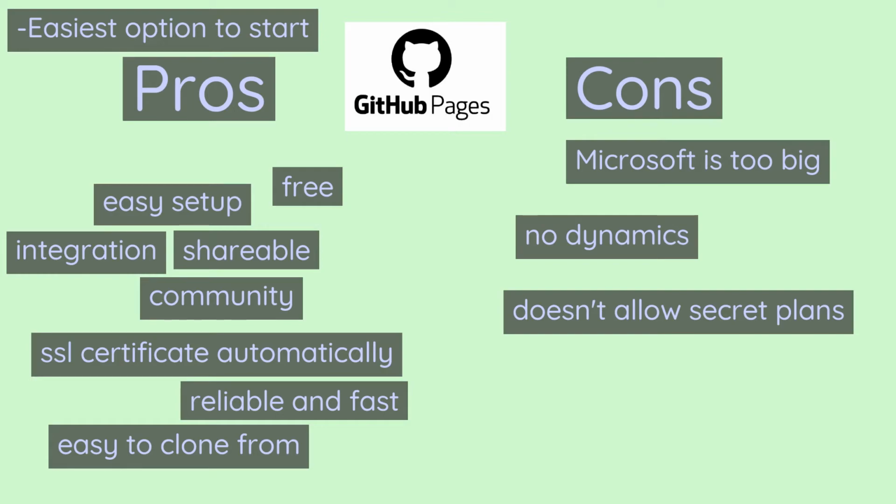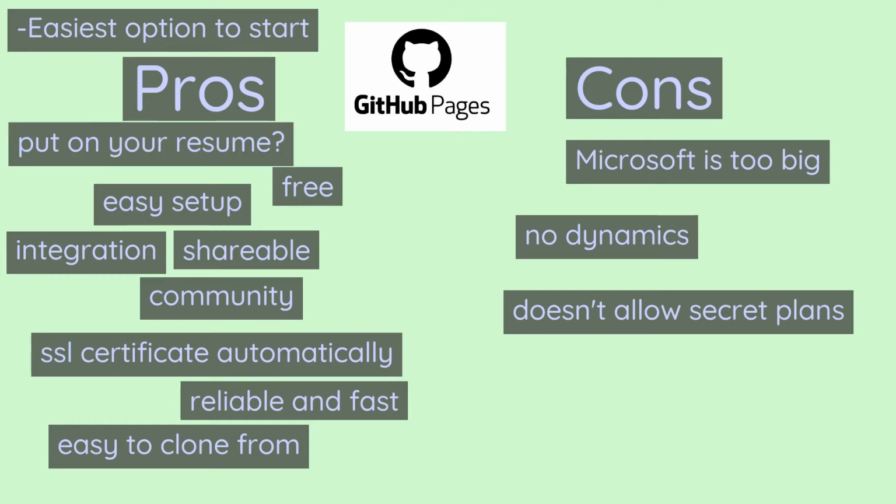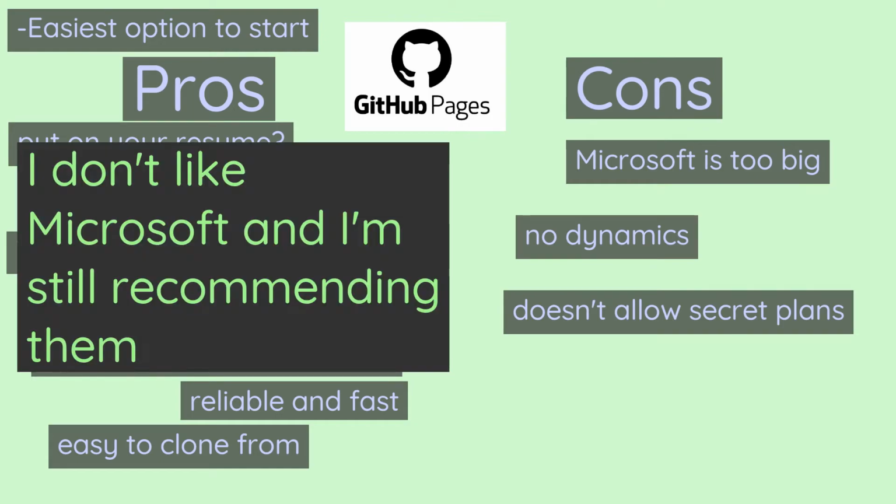If later on you decide you need to move to a different option, you can clone things off of GitHub very easily, where sometimes it's a little bit of a headache to move things around. But once it's on GitHub, it's very easy to pull off of GitHub. And then finally, it's Microsoft, and I don't like Microsoft. I'm still recommending them, which is kind of a sign that it's probably a good solution.